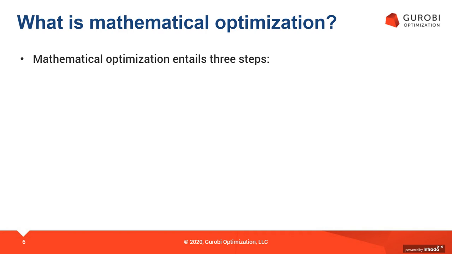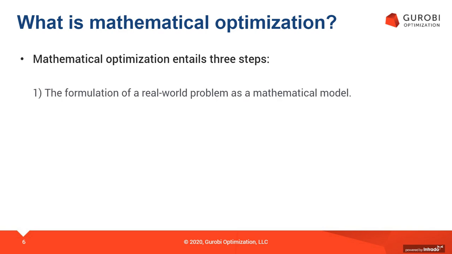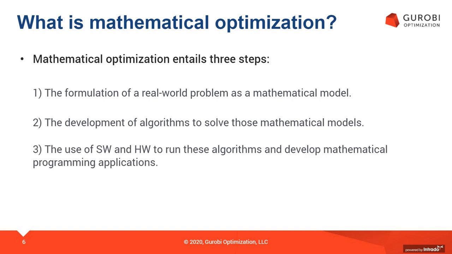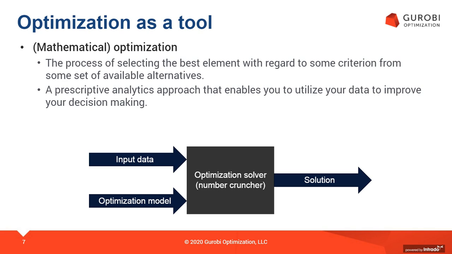Mathematical optimization really entails three steps or phases. The first one is to formulate a real-world problem as a mathematical optimization problem. And there are different classes of mathematical optimization problems. In this particular webinar, we are going to talk about MIPs, and you will know what they are all about. The second phase is the development of algorithms to solve those mathematical optimization models. And the third phase is to use software and hardware to run these algorithms and develop mathematical programming applications.